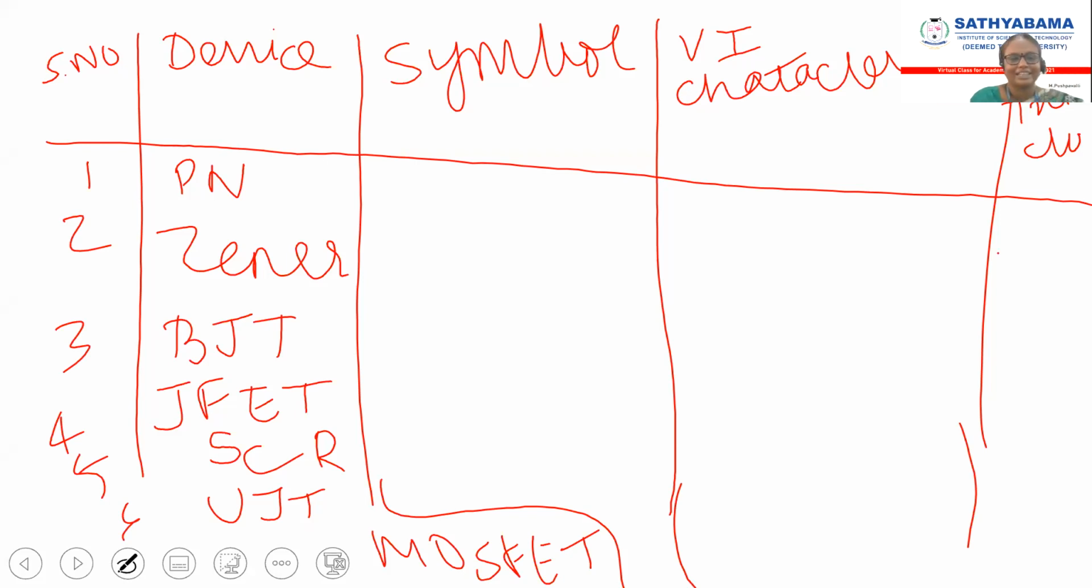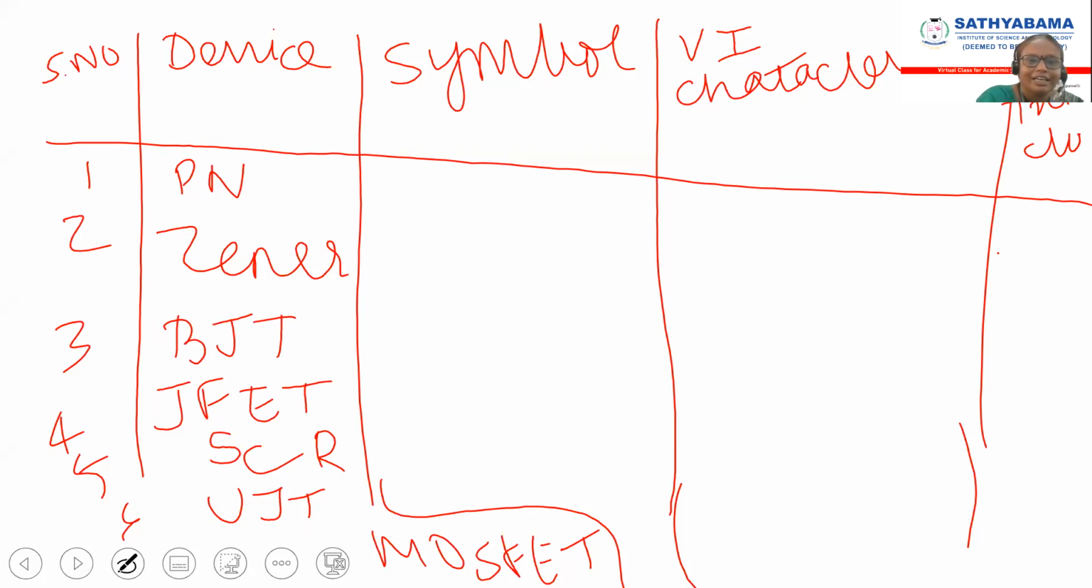MOSFET also has types, so tomorrow we will see this. Everyone has to write it on paper. You have to turn on your video and just show your page. PN junction diode, Zener diode, BJT, JFET, SCR, UJT, MOSFET. Draw the symbol. Below the symbol you have to abbreviate the terminals. If you put A, write A for anode.